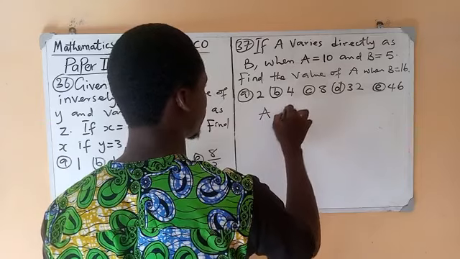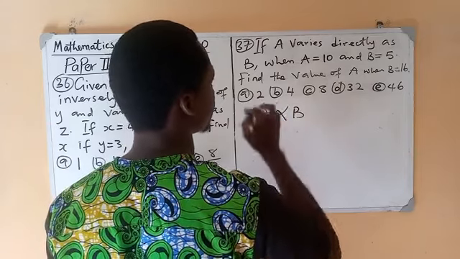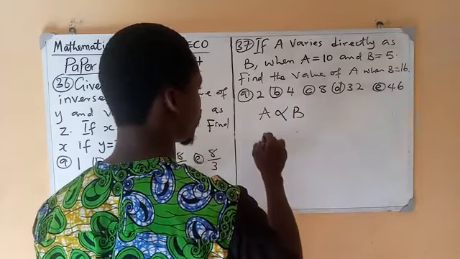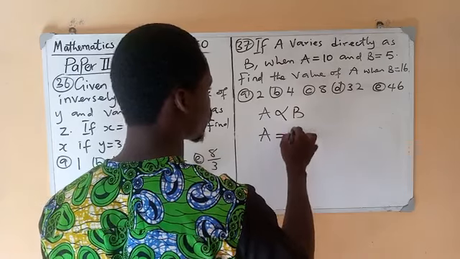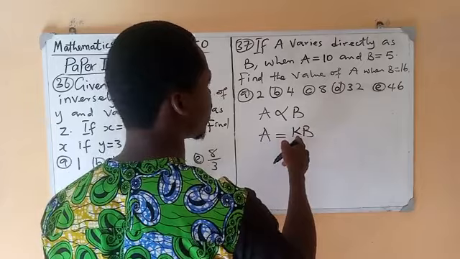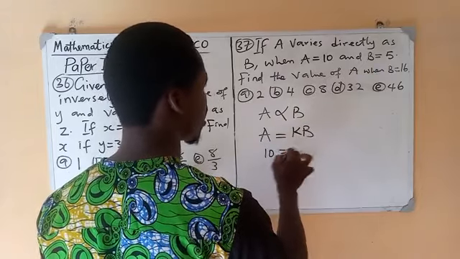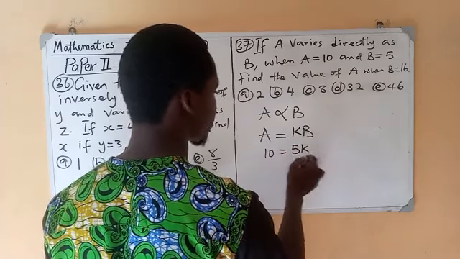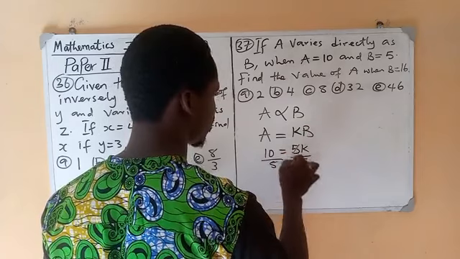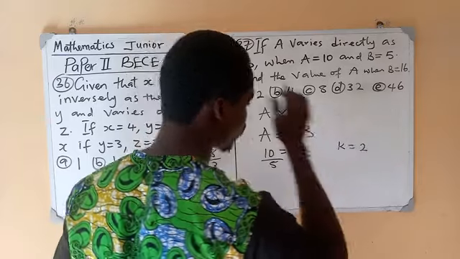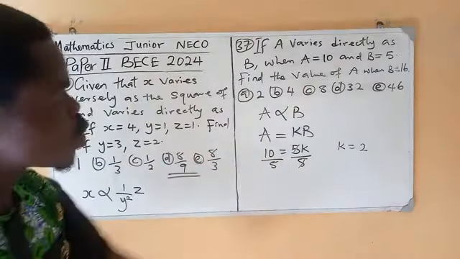Okay, to do that, A varies directly as B. Bring in a constant of proportionality. You have A equal to KB. Now let's find K. A is 10 and B is 5, so 10 equals 5K. Divide both sides by 5, then you see that K is equal to 2. 10 divided by 5 is 2.